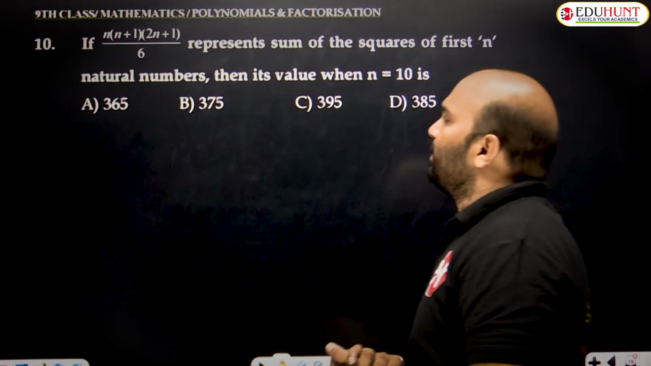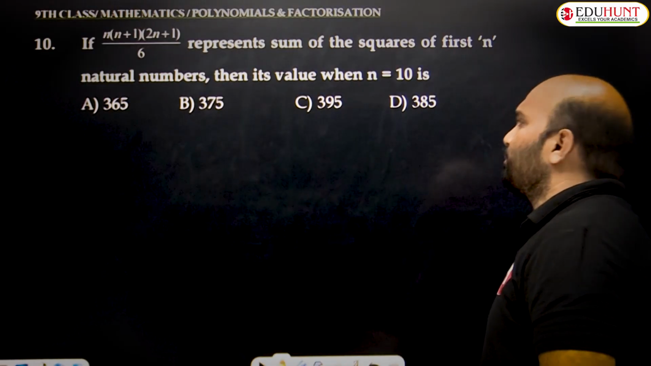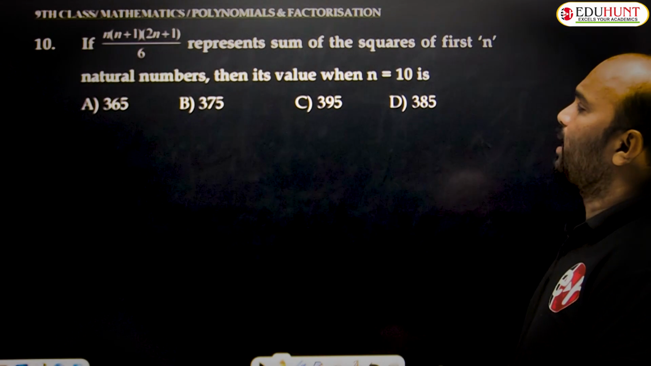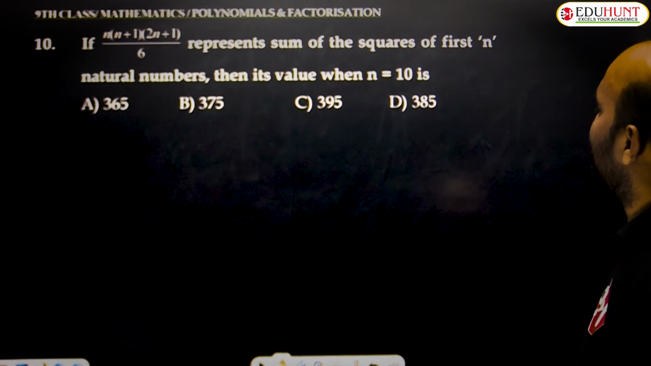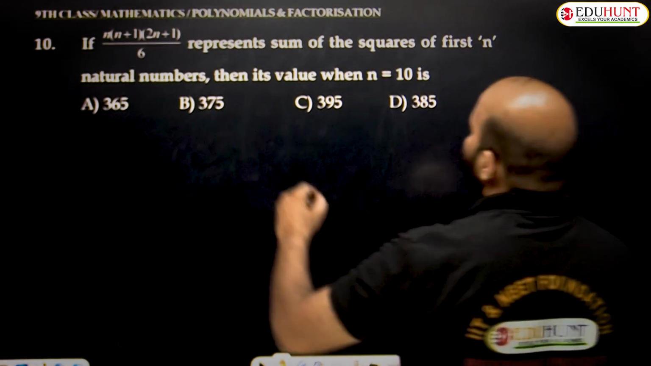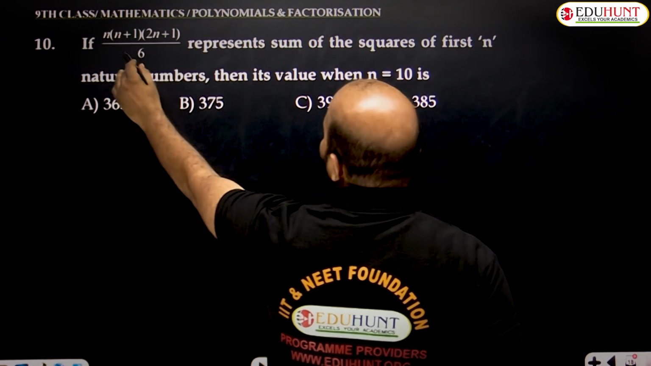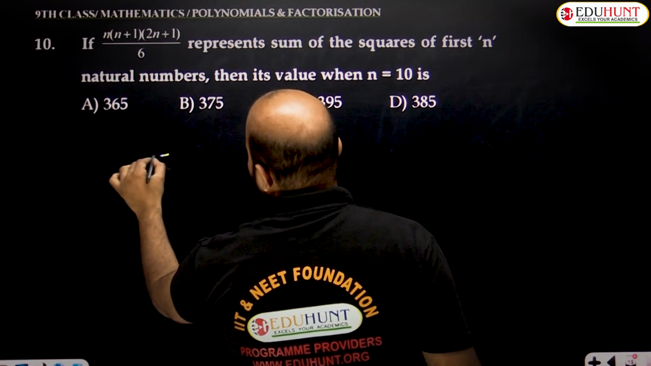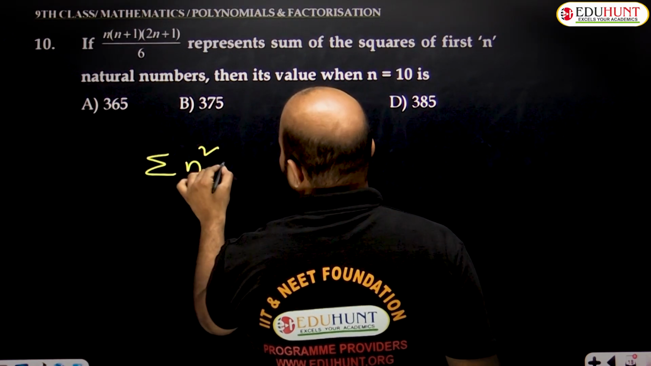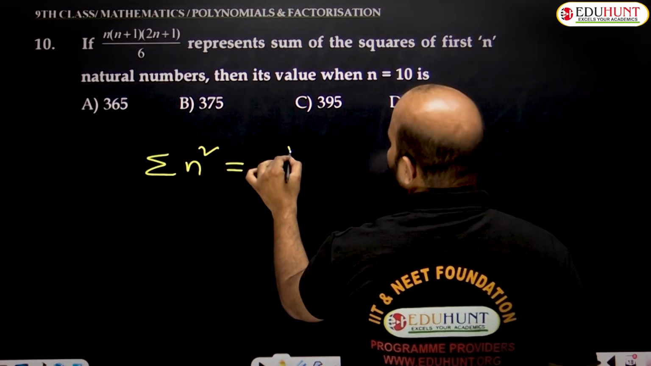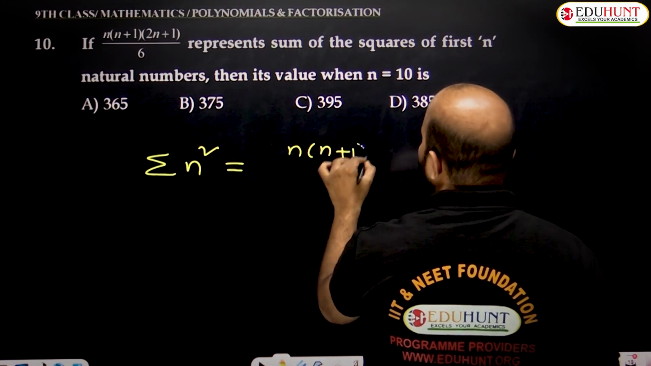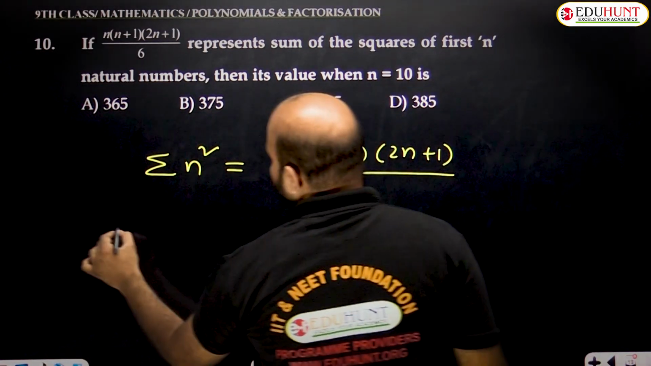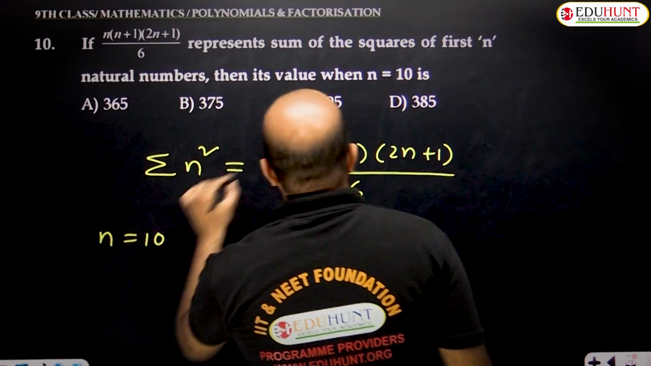So let's go to question number 10. If n into n plus 1 into 2n plus 1 by 6 represents the sum of squares of the first n natural numbers, then its value when n equals 10 is? What I am asking is the sum of the squares of the first n natural numbers, which can be represented as sigma n square. What is the formula? N into n plus 1 into 2n plus 1 by 6. But what is given? N equals 10.